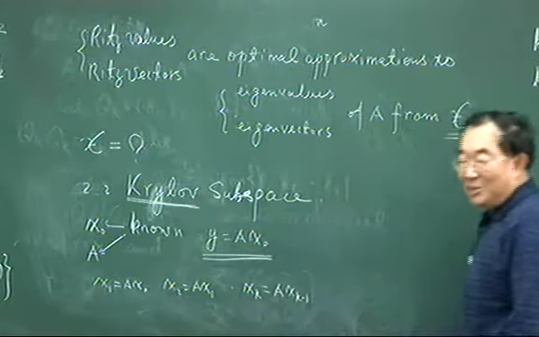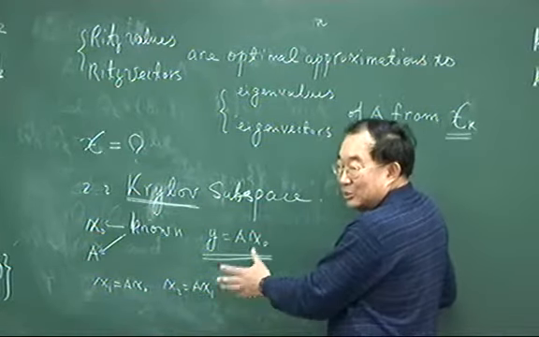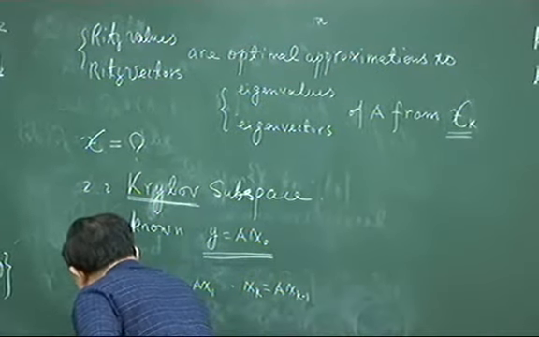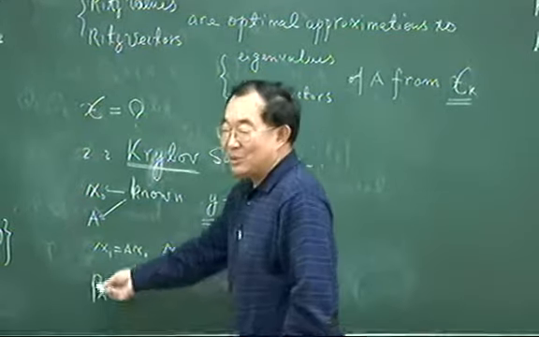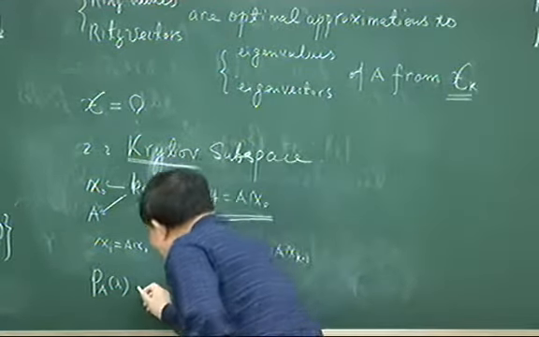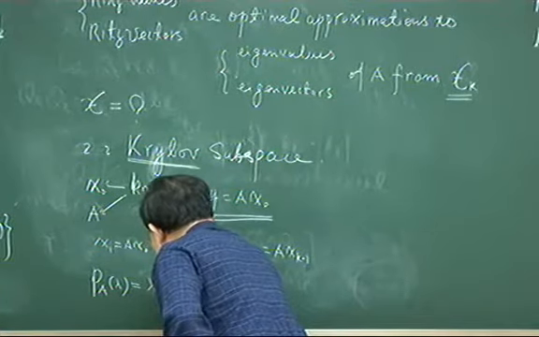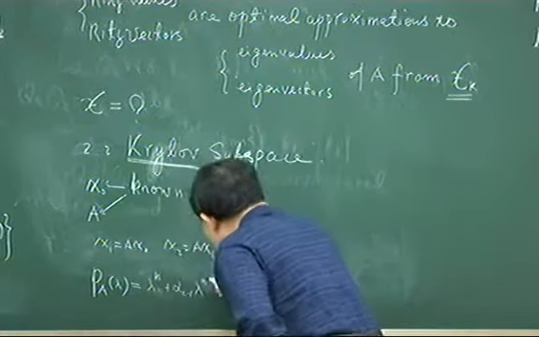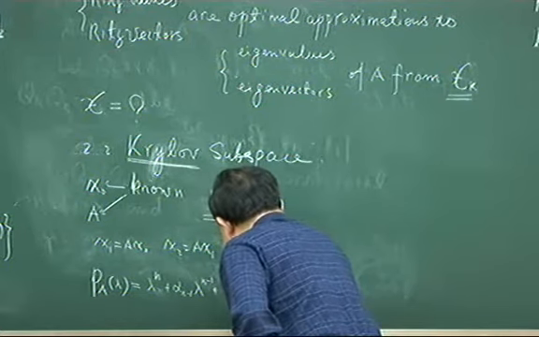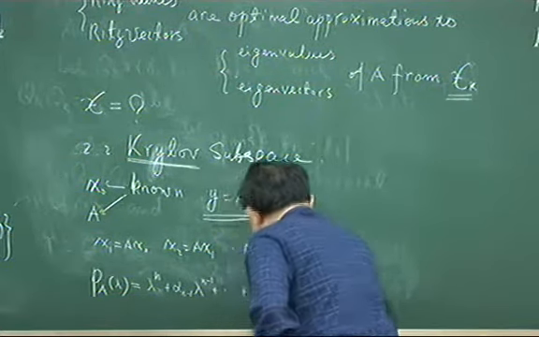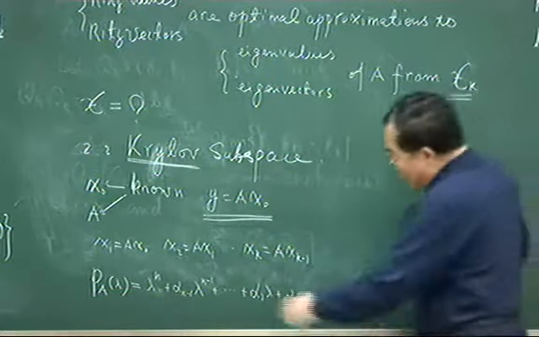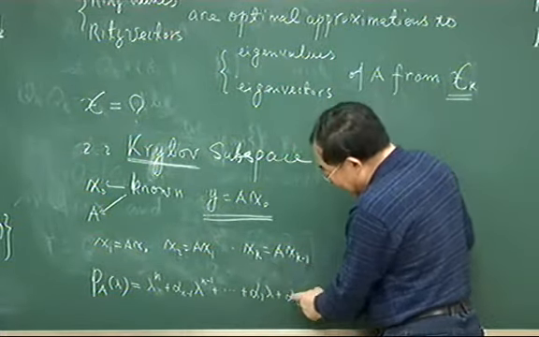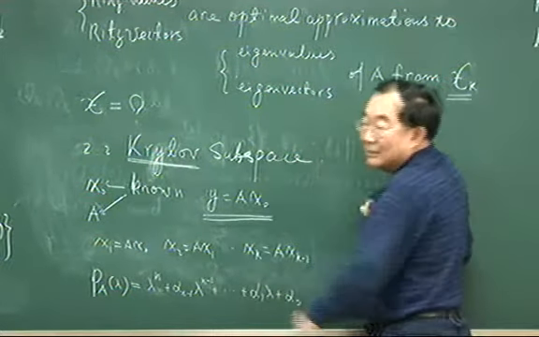About 50 years ago, he used this sequence to compute the characteristic polynomial. If the polynomial is equal to lambda^n plus alpha_{n-1} lambda^{n-1} plus ... plus alpha_1 lambda plus alpha_0, we want to compute this polynomial. It just needs computing the coefficients.